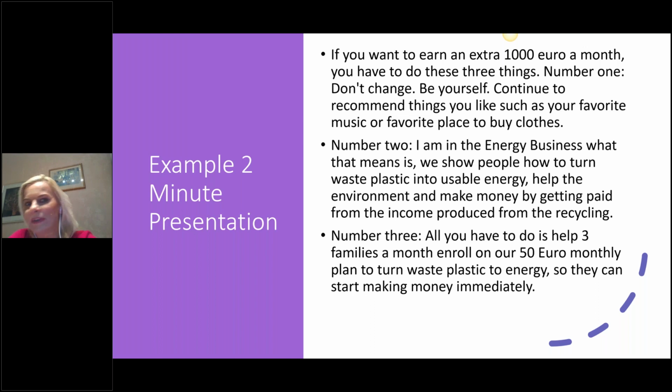Another presentation. Look, Stephen, if you want to earn an extra 1,000 euro a month, you have to do these 3 things. Number 1, don't change. Be yourself. Continue to recommend the same things you do, like your favorite music, favorite place to buy clothes, whatsoever. Number 2, look, I'm in the energy business. What that means is we show people how to turn waste plastic into usable energy, help the environment, and make money by getting paid from income produced from the recycling of these plastics. Really? I want to know more about that. Number 3, all you have to do is help 3 families a month enroll on our 50 euro monthly plan to turn waste plastic into energy so they can start making money immediately.